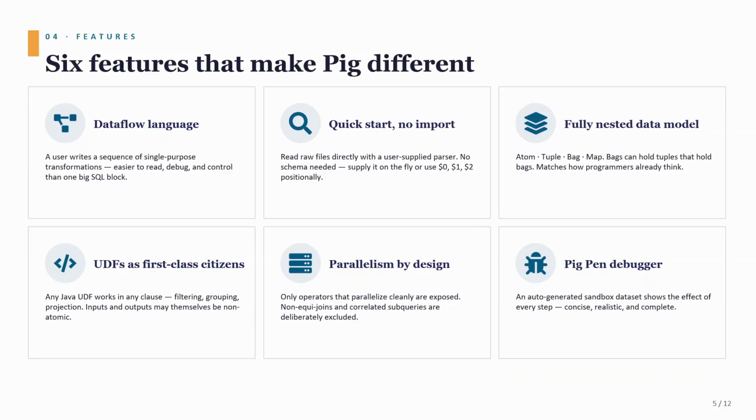And the fifth one is that Pig is designed for parallel processing. For example, when grouping employees by department, Pig automatically distributes the work across multiple machines. This makes it efficient for handling big data. Finally, Pig provides the Pig Pen debugger. Instead of testing with millions of records, Pig Pen automatically creates a small sample dataset such as Alice, Bob, and Charlie, so developers can quickly see the result of each processing step and debug easily. Now we move on to the next slide.